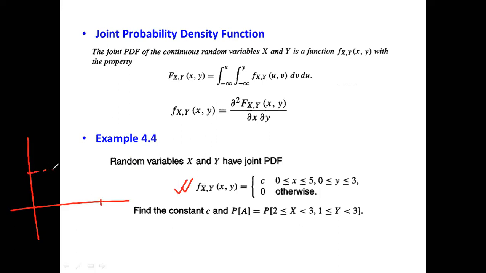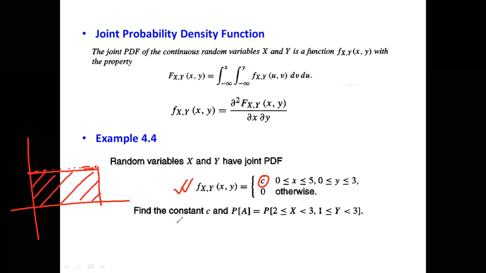So we have something like a rectangle kind of shape, and within this region, if it is taken, then there is some value between this region, and the joint probability value is equal to C. Okay, so find the constant C and the probability of A.